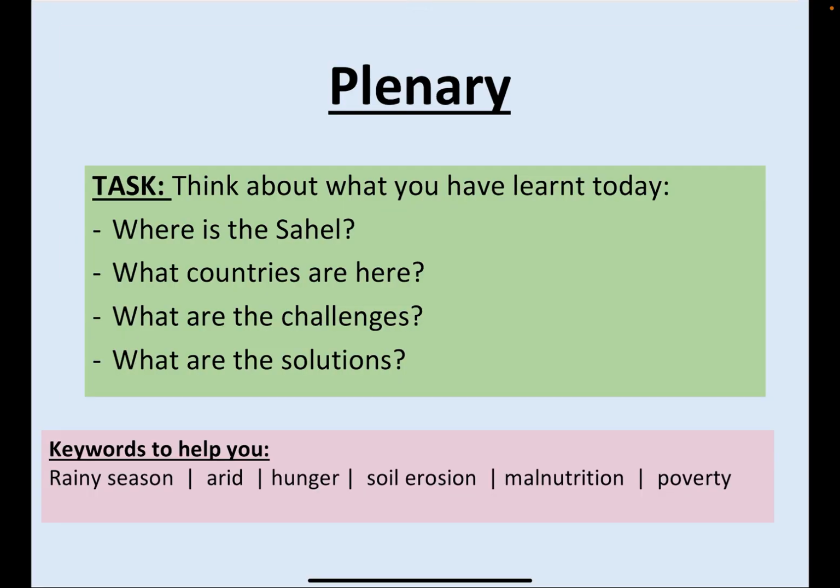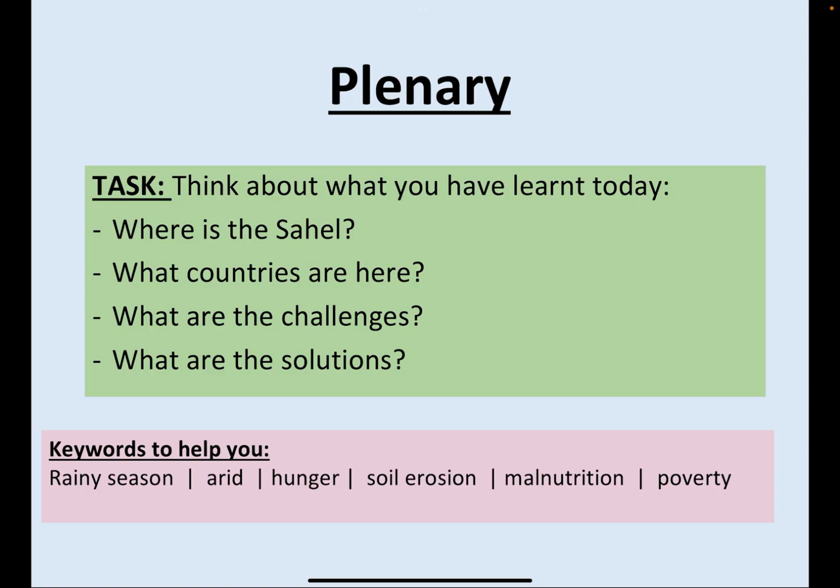Your last task, think about what you have learnt today. Try and do this without looking back through your book, so from your memory. Where's the Sahel? What countries are here? Challenges. And then you can try and think about solutions that they might have to think about. Use these keywords to help you in the pink box.